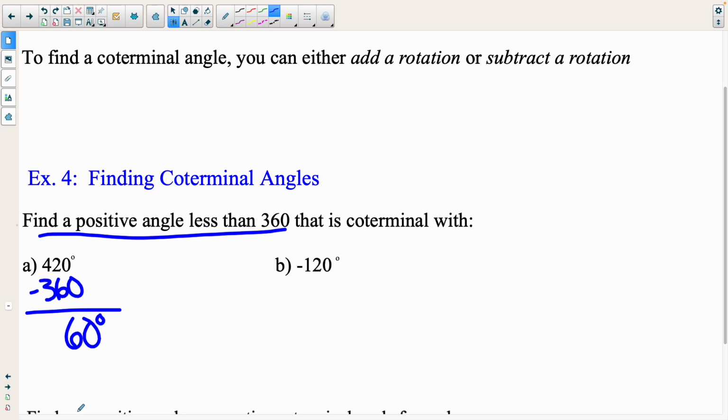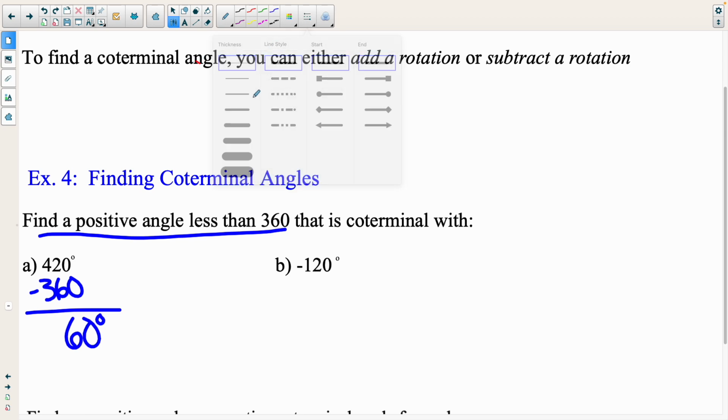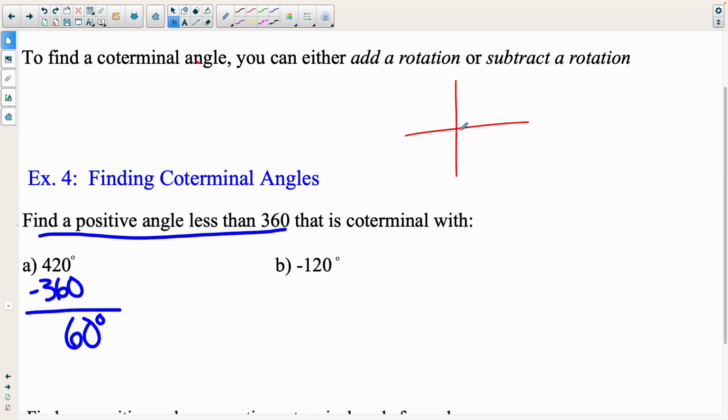So 60 is considered a coterminal angle to 420. Okay, let me just really quick show you why that works. Say I measured this as 60. Well, if I drew a 420 degree angle, I go 360 and 60 more. Coterminal. It's the same angle, it's just the rotations away. That's why we always add or subtract 360.